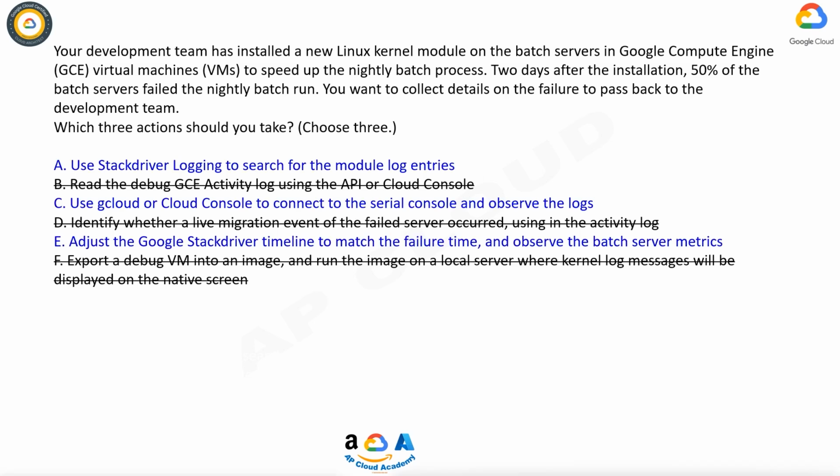Correct answer, ACE. A. Use Stackdriver logging to search for the module log entries. C. Use Cloud SDK or Cloud Console to connect to the serial console and observe the logs. E. Adjust the Google Stackdriver timeline to match the failure time and observe the batch server metrics.